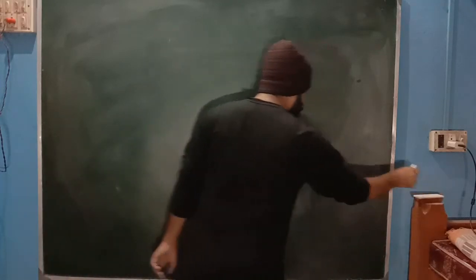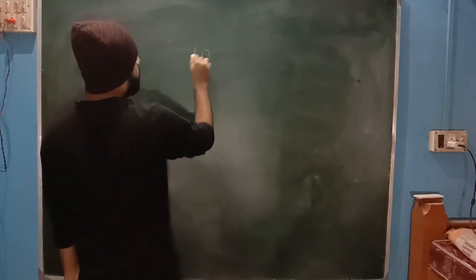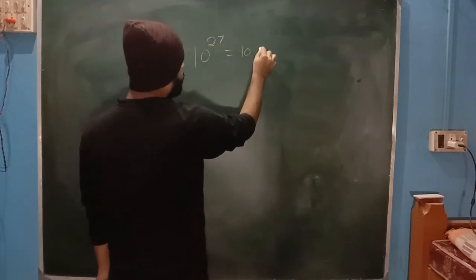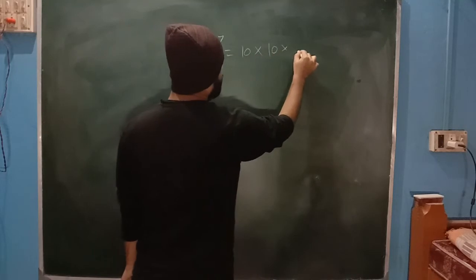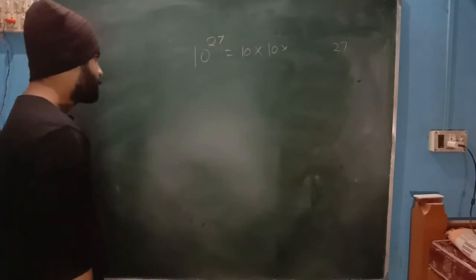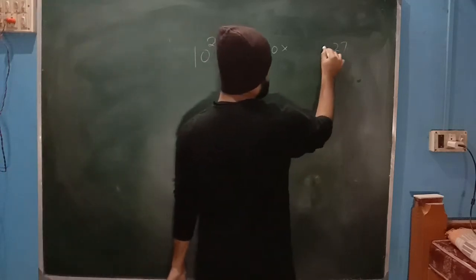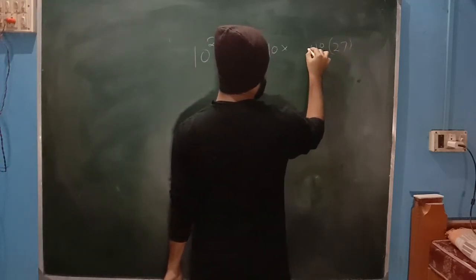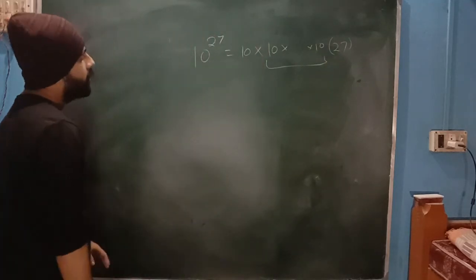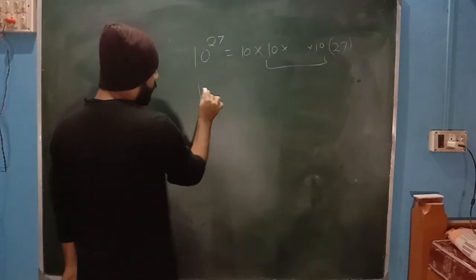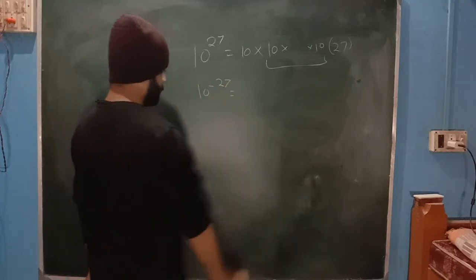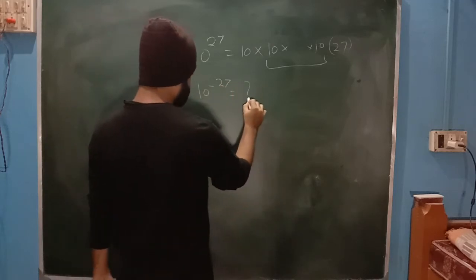Suppose I am going to multiply 10 to the power 27, that means I am going to multiply 10 into 10, 27 times. It will be 27 times in total. Now the part is, what if we tell you it will be 10 to the minus 27? So here is a question mark.